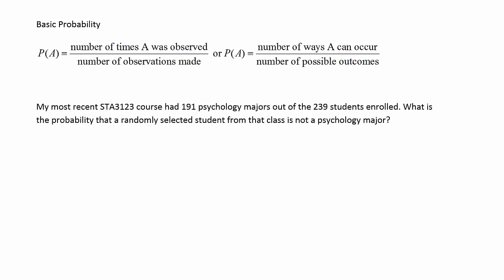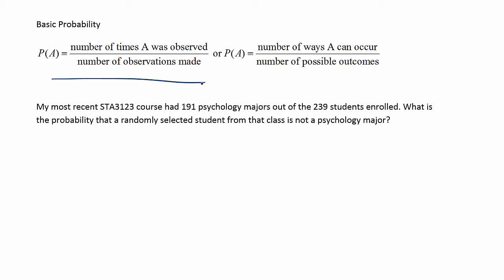All right, in this video we're discussing basic probability, and you'll see two formulas on our screen here. The first one says probability of A is equal to the number of times A was observed divided by the number of observations made. That's the formula we would use if we had a sample of data and we were trying to estimate an unknown probability. We would go out and collect a sample.